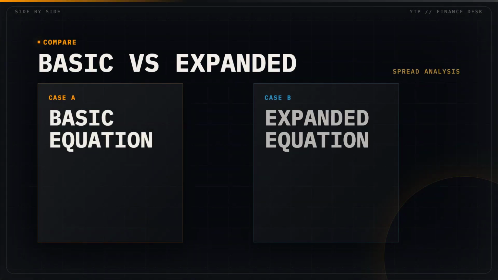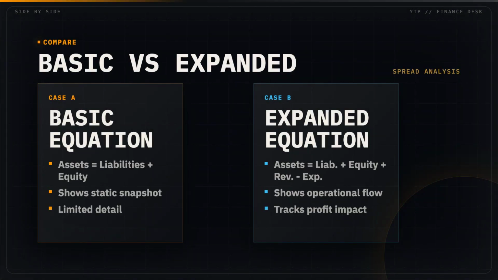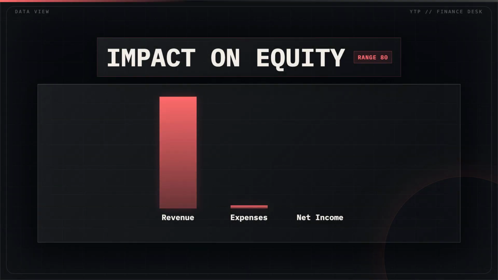Most people know the basic accounting equation, but if you really want to see how a business makes money, you need the expanded version. Revenue increases your equity while expenses decrease it. The difference is your net income, which eventually flows into your retained earnings.